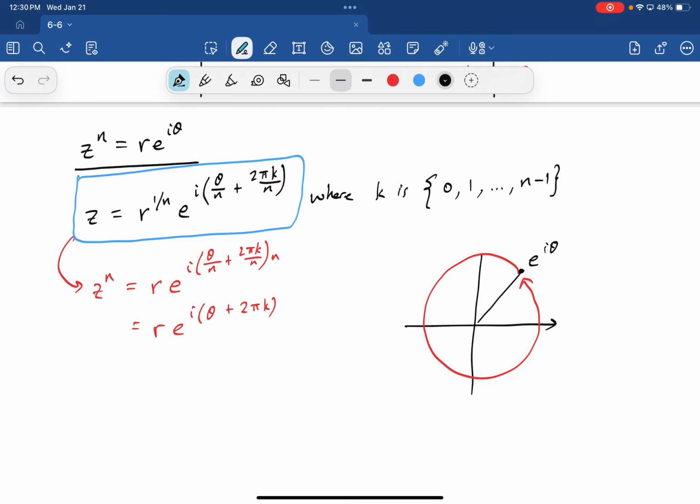Okay, guys, really the only thing you need to memorize is the 2 pi k over n. That's the only thing, because the rest makes sense: r to the power of about 1 over n makes sense, and theta over n makes sense. You're just dividing the angle theta once you find it. So really the only thing to remember is plus 2 pi k over n.